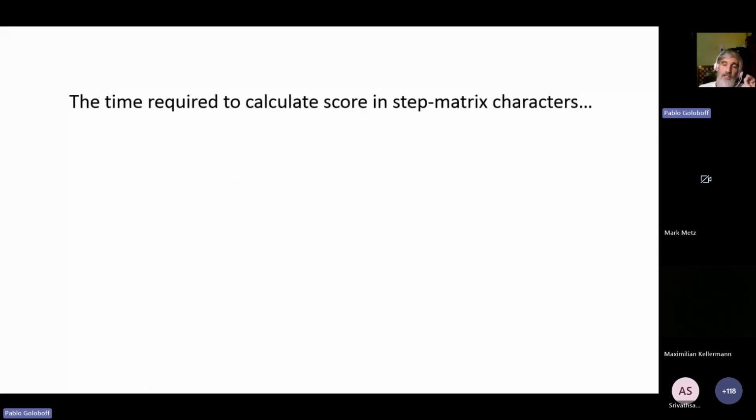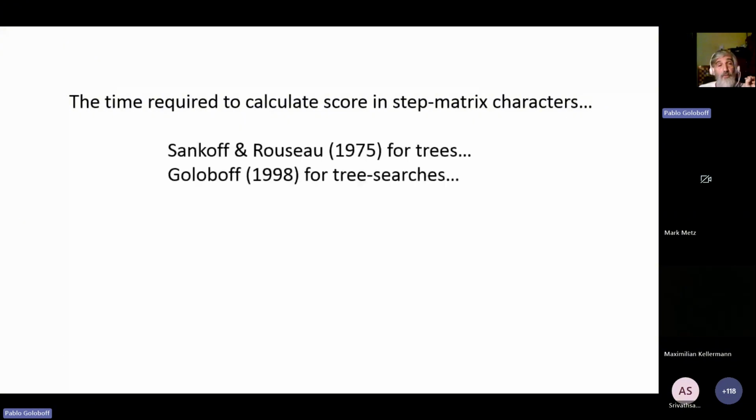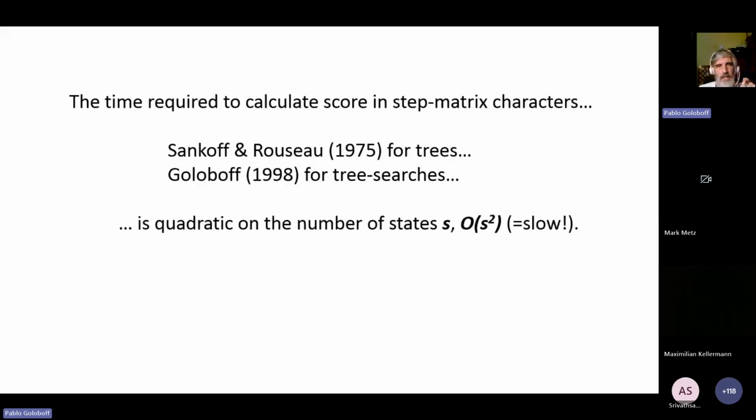Now, this character has many states, and we all know, I suppose, that the time required to calculate scores in step matrix characters is a lot of time. You can use algorithms by Sankoff and Rousseau for doing trees, and for saving time doing tree searches, you can use algorithms I published in 1998, but that time is always quadratic on the number of states. So as the number of states increases, the time you need to do the calculations increases pretty quickly, which means that the calculations themselves are slow.